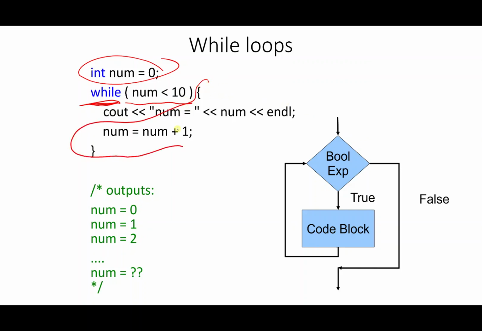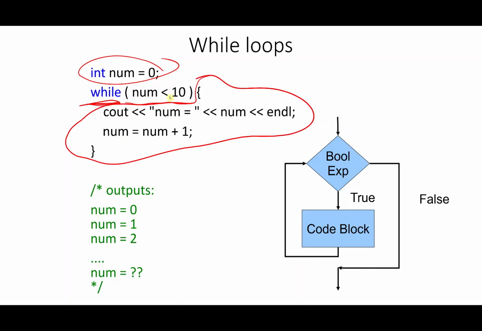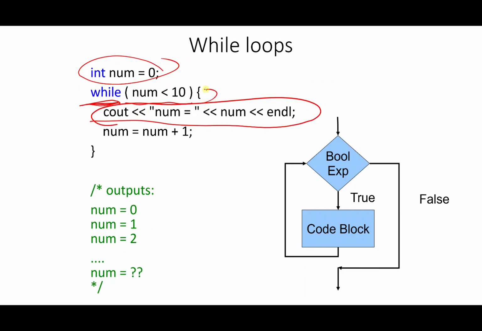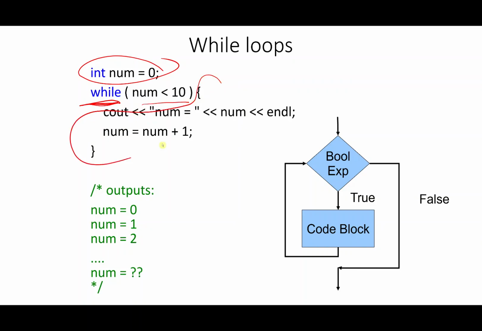Now remember, this is a block of code, not just one statement. A full block of code. We have curly braces, right? If we don't have curly braces, then only the first statement is going to belong to the while loop. Okay, so we have a block of code. If that evaluates true, do this code. What does this code do? This block prints num and increments num.